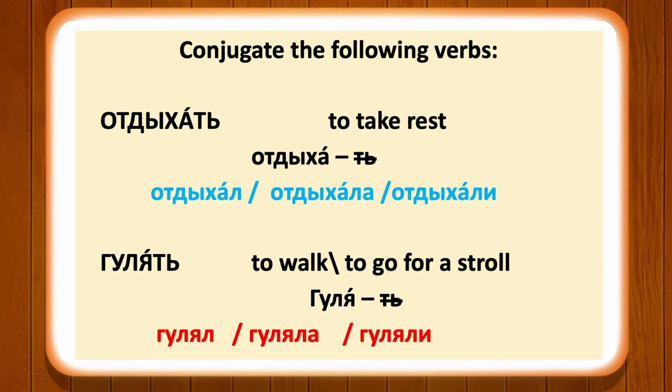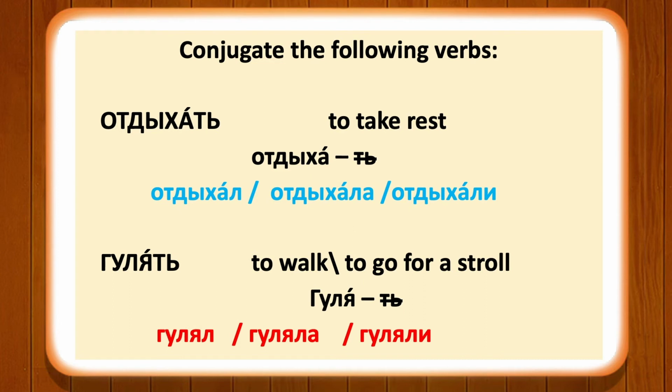Let us now conjugate the next verb gulyaj in the past tense. Gulyaj, the stem would be gulya. To this stem we will add the appropriate endings and form the past tense forms. Gulyal, ya ti on gulyal, ya ti ana gulyala, mi, vi, ani gulyali.